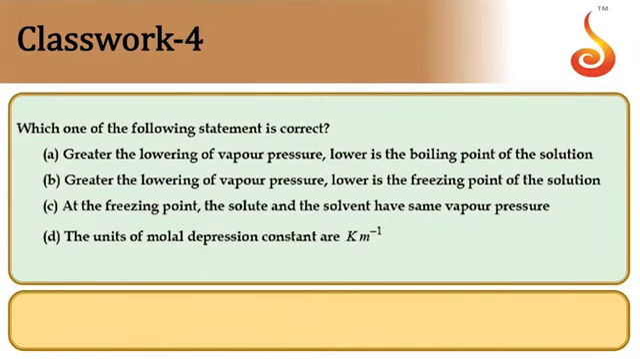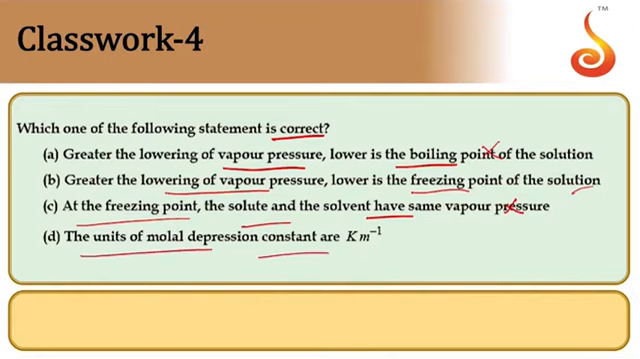Which of the following statements is correct? Now, the greater the lowering of vapor pressure, the lower the boiling point. Not correct, it must have a higher boiling point. Greater the lowering of vapor pressure, lower the freezing point of solution. This is true. So lower vapor pressure means it will lower the freezing point of the solution. At a freezing point, the solute and solvent will have the same vapor pressure, which is not correct.